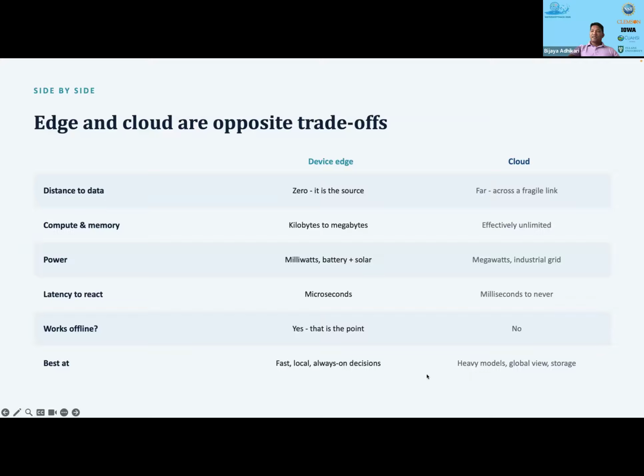So the edge device is best for fast local computing, always-on decisions that you have to make, right? Cloud is good for heavy models, like the NWS models that we talked about yesterday. It gives the global view, and is where you have to store historical data.